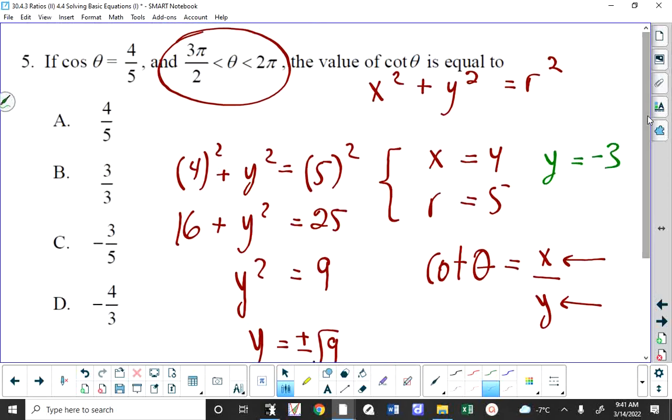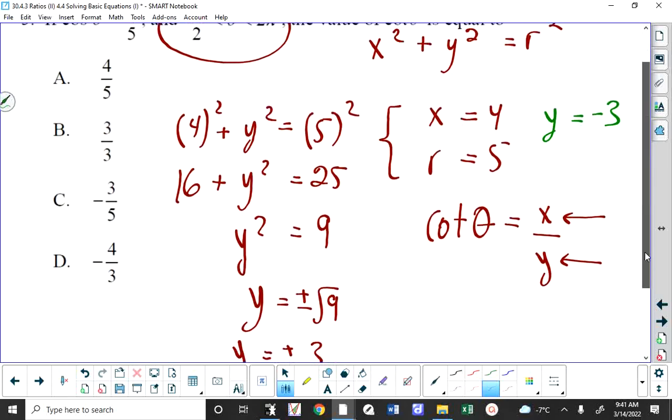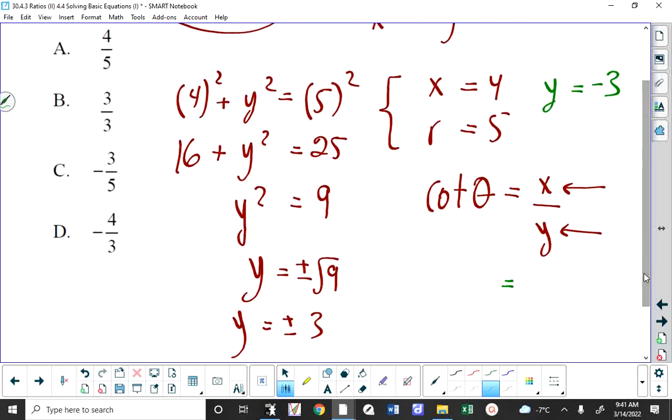The value of cotangent is going to be x, which is 4, over y, which is negative 3. So it's negative 4/3. And again, that negative doesn't have to be put with the y. It can be put wherever. Is that okay? Okay. All right, let's move on.